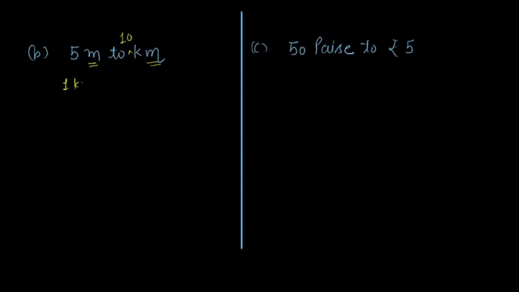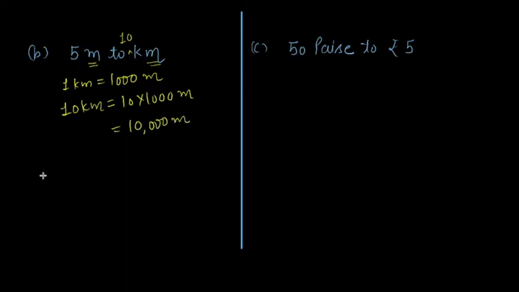So we know 1 kilometer is how many meters? 1000 meters. Therefore 10 kilometer will be 10 into 1000 meters, which gives you 10,000 meters. Now we will calculate the ratio 5 meter to 10,000 meters. If you cancel it, how much will you get? 1, 5 twos are 10, 3 zeros. 1 is to 2000, and we will not write any unit with the ratio.